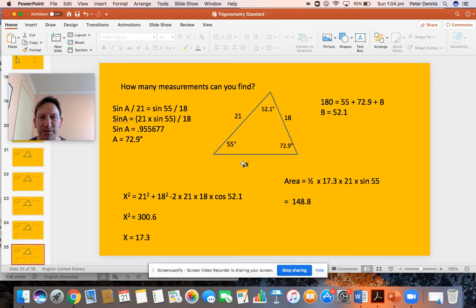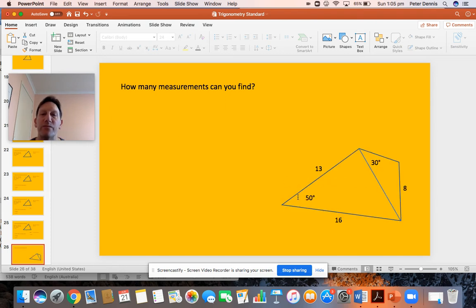So here I'm going to do this is 17.3 because we found that, remember, half of 17.3 times 21 times sine 55 is 148.8, and that would be units squared. And we could maybe have a look. Okay, so this is pretty much not really a right angle, but it'd be half of 17 times 18. It's going to be less than that. It looks as though we've got it right.